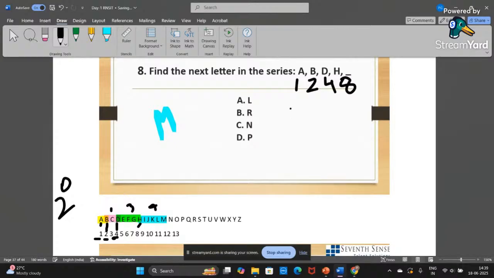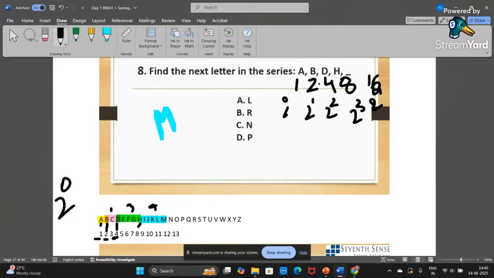So what are they doing? They have written 2 power 0, 2 power 1, 2 power 2, 2 power 3, like that. 2 power 0 is 1, 2 power 1 is 2, 2 power 2 is 4. So 2 power 3 is 8. So the next number should be 2 power 4. So 2 power 4 means the 16th alphabet should be there. This is one of the methods.